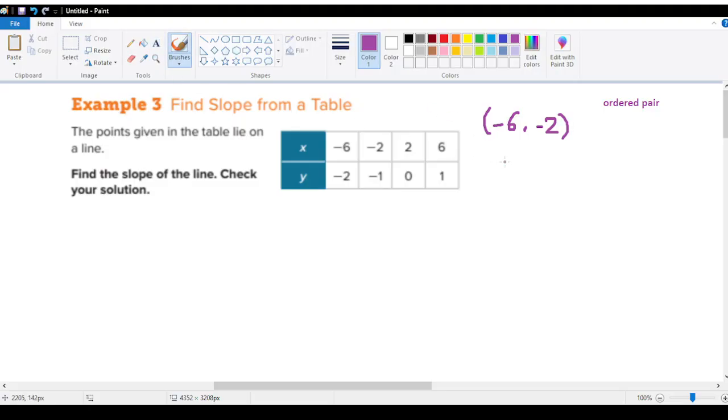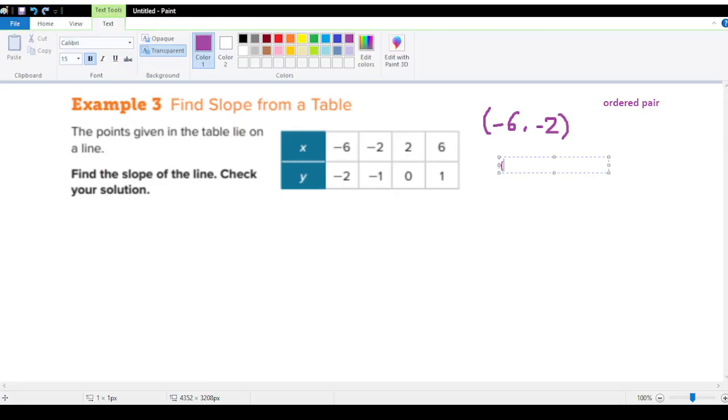Can you tell me what is the second point in this question? -2 and -1. Oh, -1. Doing good. What's the third point? 2 and 0. Okay. What is the last point? 6 and 1. Okay. So here you have how many points?